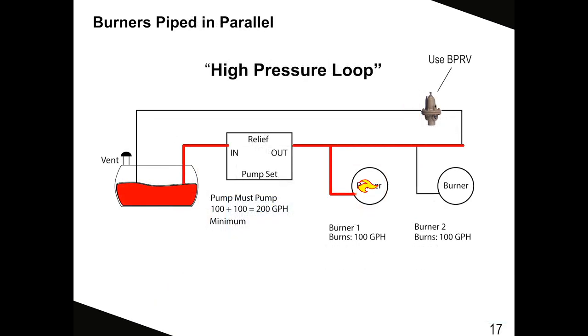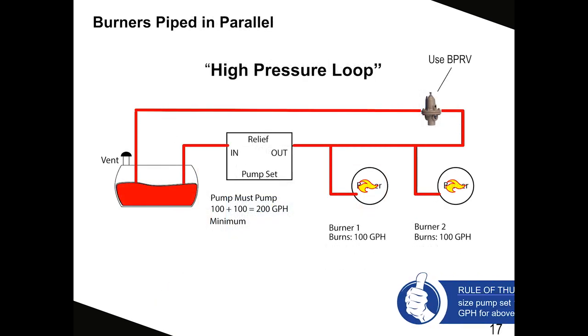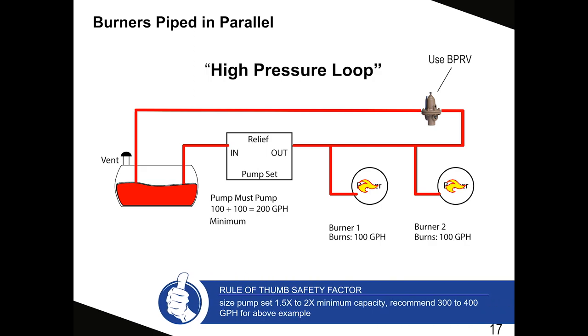High pressure boiler loops are used to feed large industrial boilers. These boilers are equipped with burners that do not have pumps. These burners typically require 100 to 200 PSIG supply pressure. Since there are no pumps, we are just concerned with the burn rate. Therefore, we size a transfer pump for the total plant burn rate times a safety factor of 1.5 to 2. We will use a back pressure regulating valve at the end of the line to set the pressure for the burners.